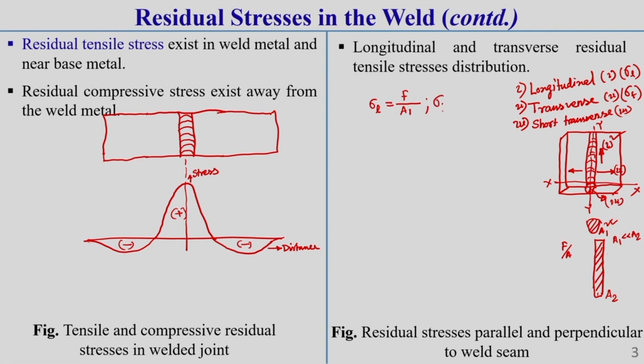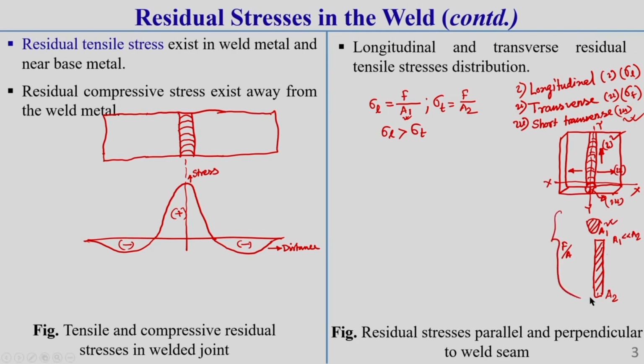Similarly, for sigma T transverse, here also we put the shrinkage force divided by A2. Now as this A2 value is much higher than A1, sigma L is comparatively much greater than sigma T, and the short transverse stress is further less than the transverse stress. So how this magnitude is varying, I think you got that idea.